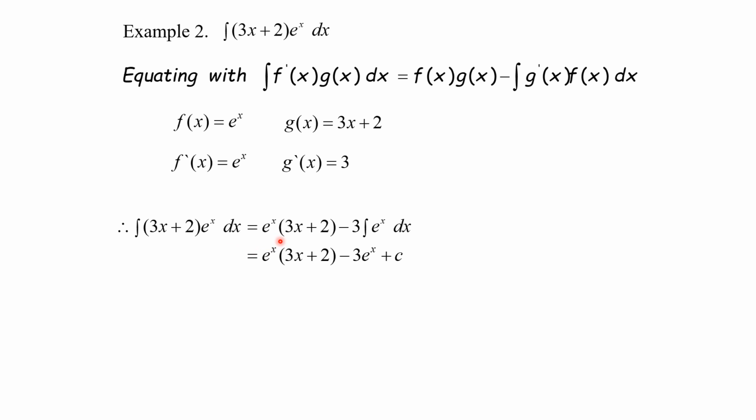That would be simplifying the right hand side by substituting f x as e to the power of x, your g x is 3x plus 2, minus integration of g prime x, which is 3. So you can write the 3 in front of the integral, and copy the f x, which is e power x, accordingly, and don't forget the dx.